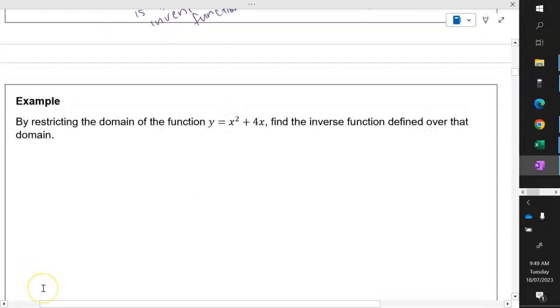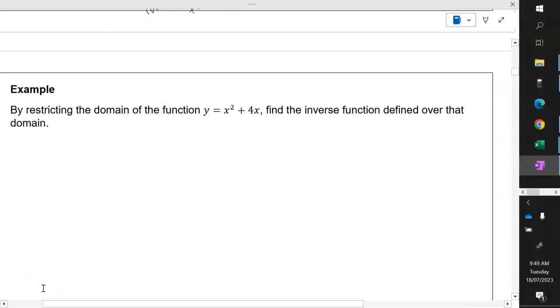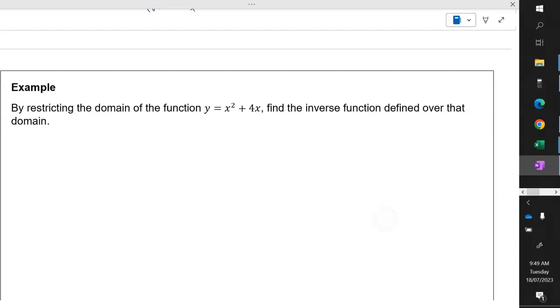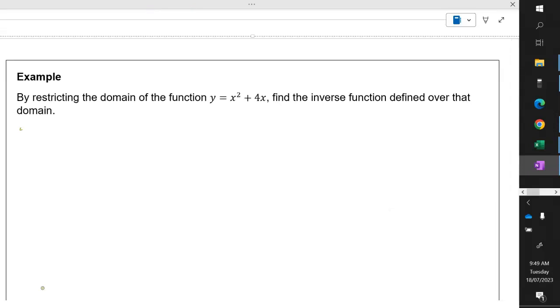Okay, so this part's a little bit new because we need to restrict the domain. So it says, by restricting the domain of the function y equals x squared plus 4x, find the inverse function defined over that domain. So what we should do in these questions is let's draw a graph first.